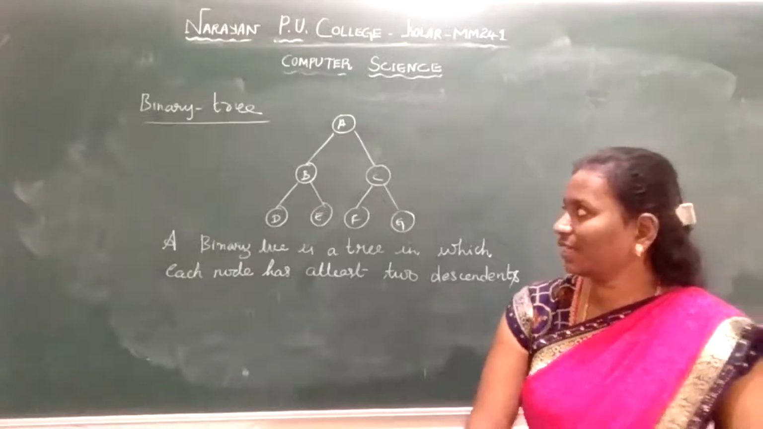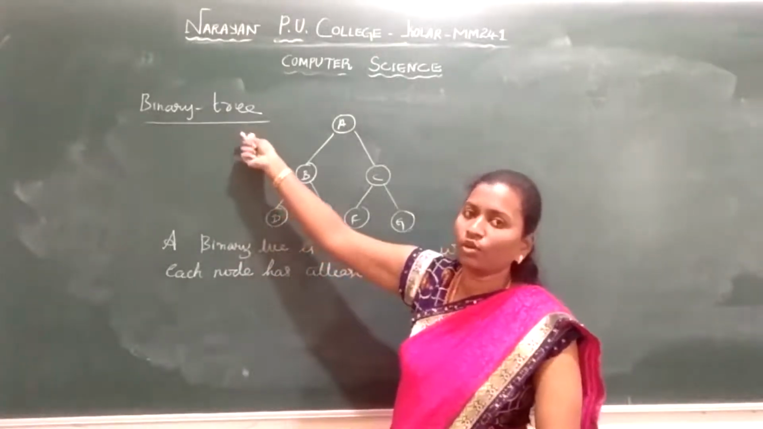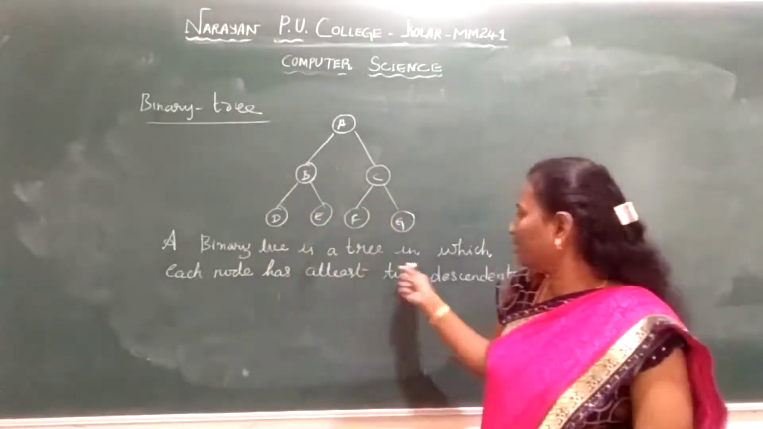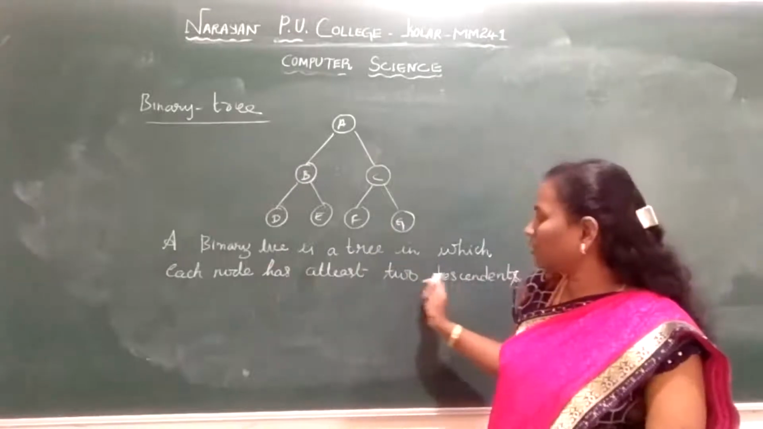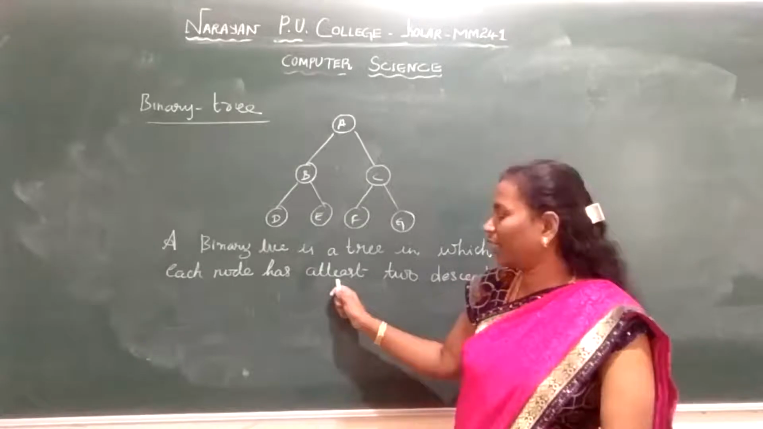Okay. Next we'll see, before seeing graphs, I will tell you the definition for binary tree. So we know the definition for tree. Now what is binary tree? A binary tree is a tree in which each node has at least two descendants. It should have at least two descendants. Please, you usually write two or more.